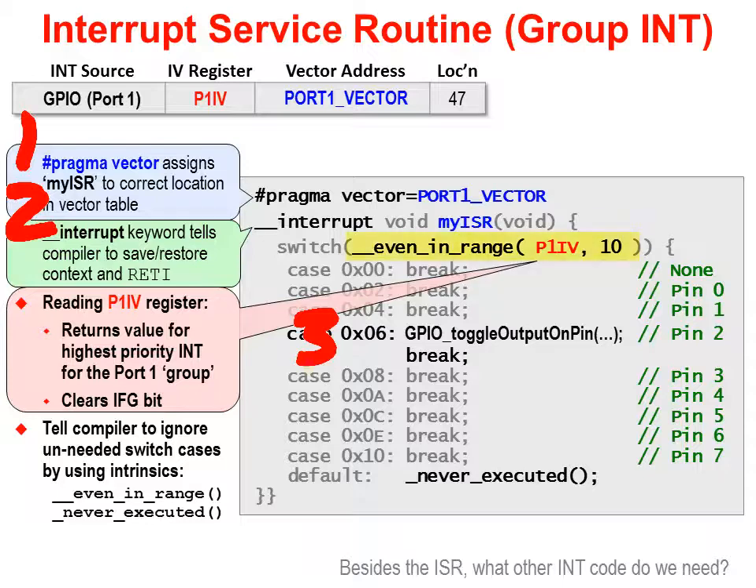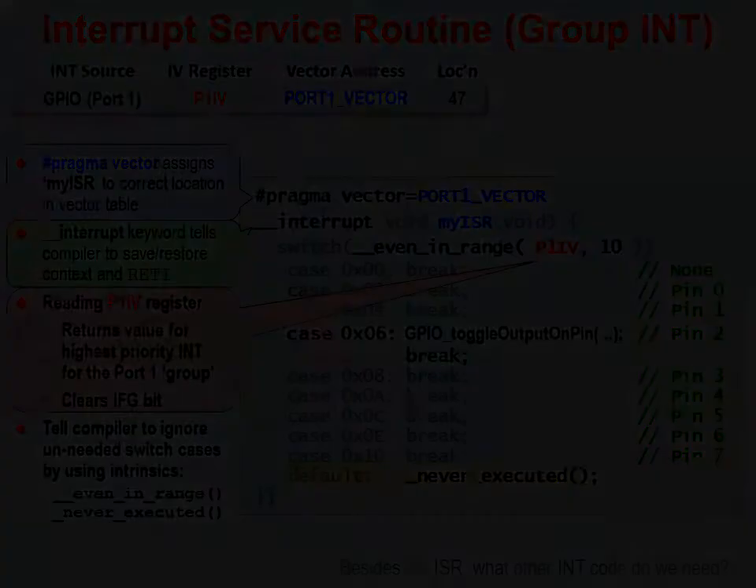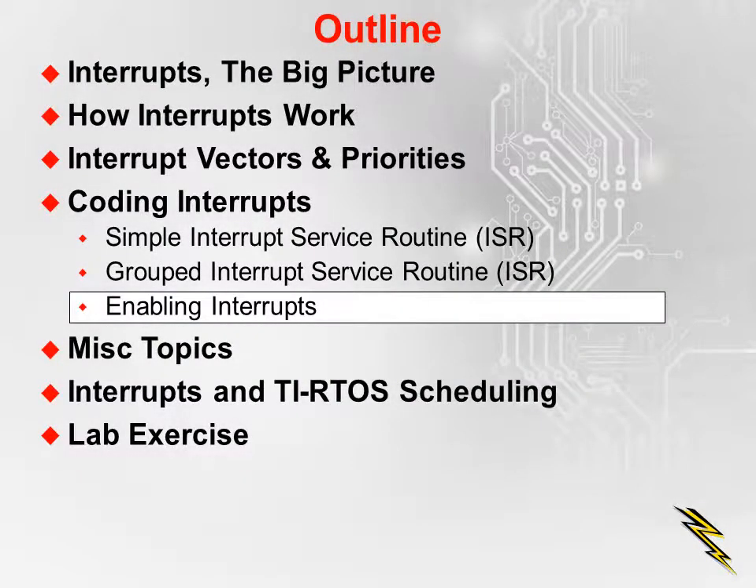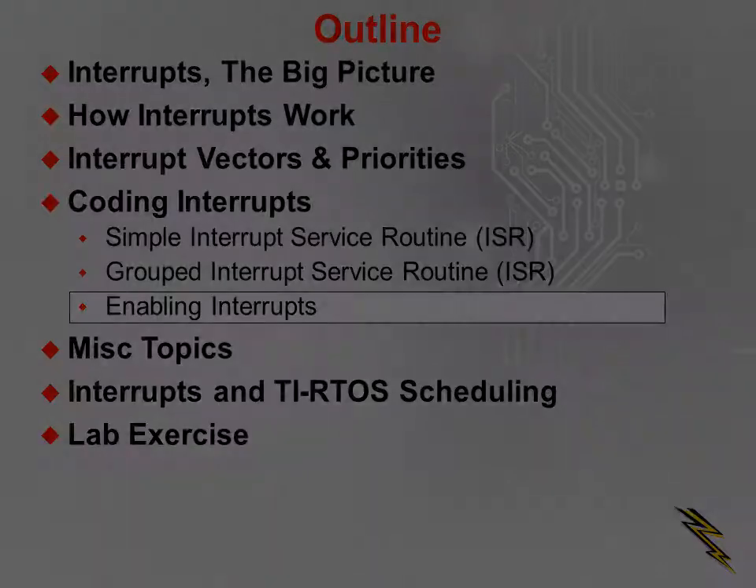The even in range intrinsic function provides the compiler a bounded range to evaluate. In other words, this function tells the compiler it only needs to worry about even results that are less than or equal to 10. Also, we can tell the compiler that the default case will never occur by using the never executed intrinsic. Finally, we need to enable any interrupts that we want to use.